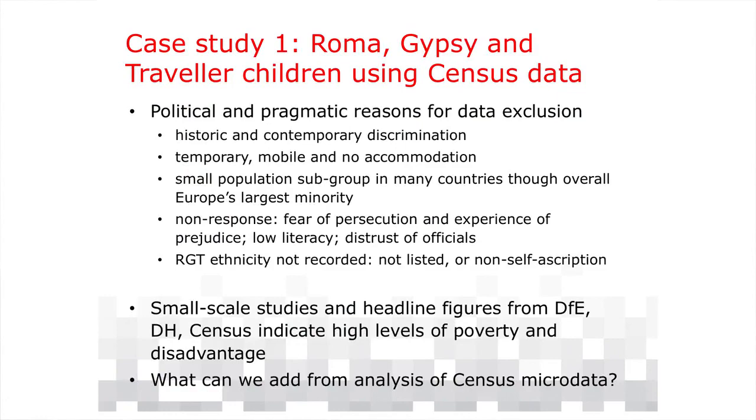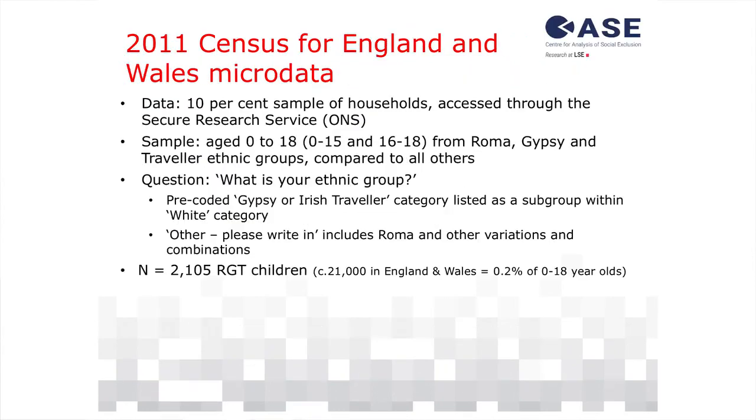So the 2011 census for England and Wales, as I mentioned, and also in fact the census for Scotland, although we haven't analysed that, did include for the first time this pre-coded category. Now it's imperfect and it's subject to considerable criticism, not least because it's listed as a subgroup within the white ethnicity, and not all Gypsy and Travellers would necessarily see themselves as a subgroup of the white ethnicity. Moreover, there's no specific mention of Roma. There's no pre-coded category for Roma. There is simply a generic other please write in category.